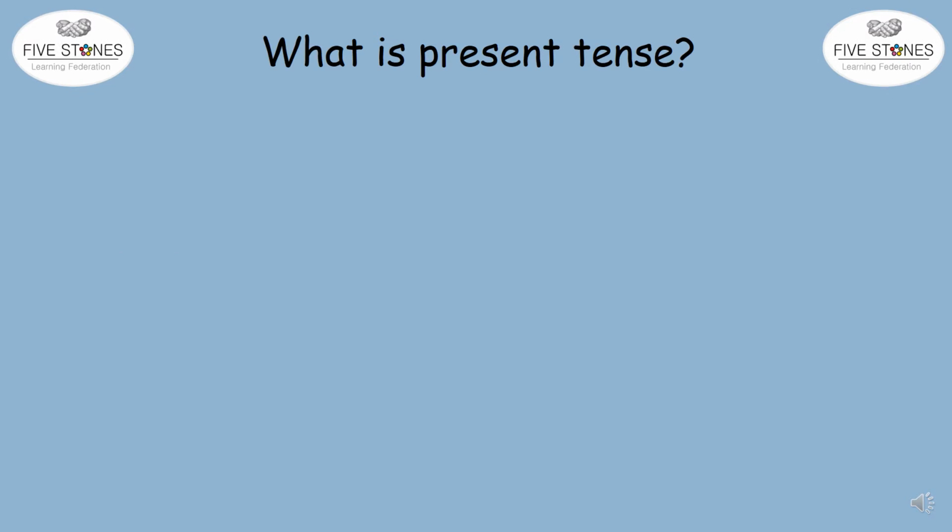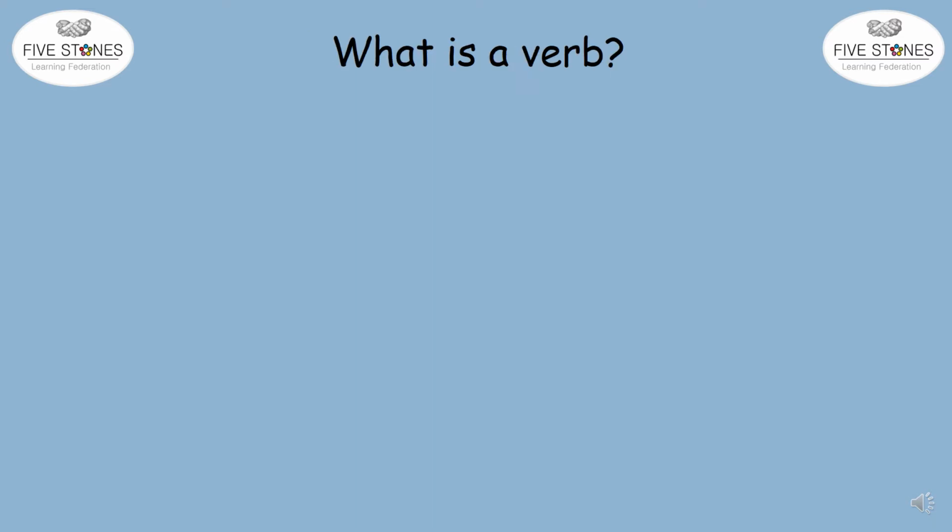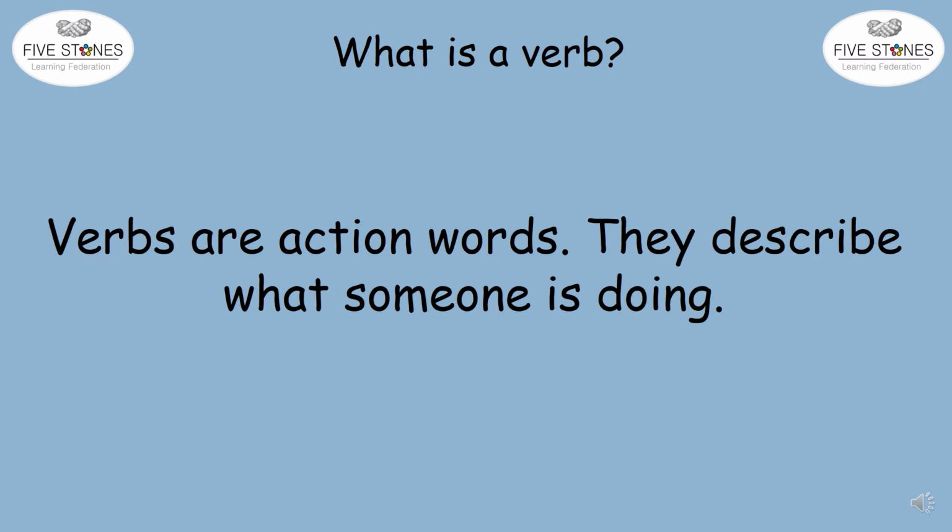What is present tense? Present tense describes something that is currently happening. To be able to write a sentence in simple present tense, you may need to change the verb. Have a moment to think. What is a verb, and can you name any? Verbs are action words. They describe what someone is doing.